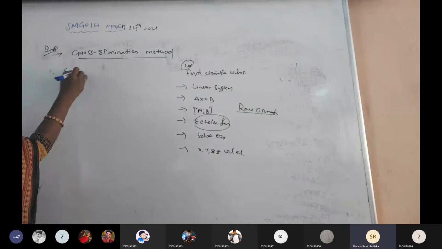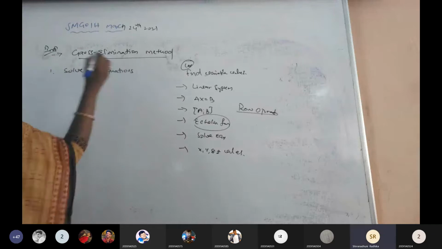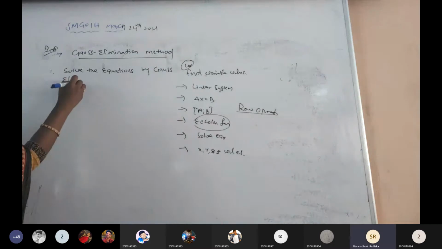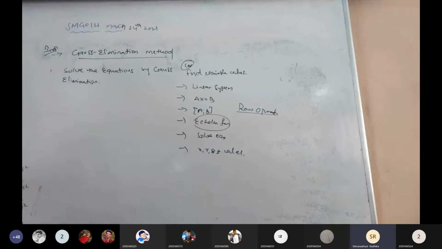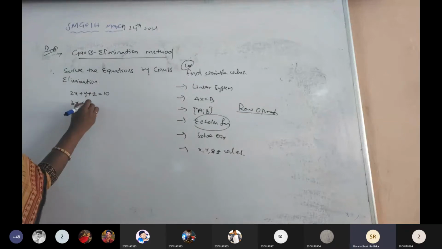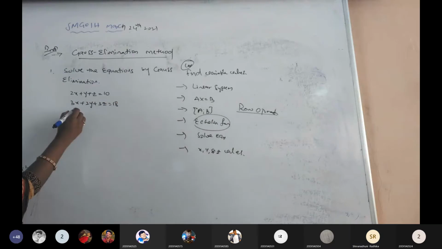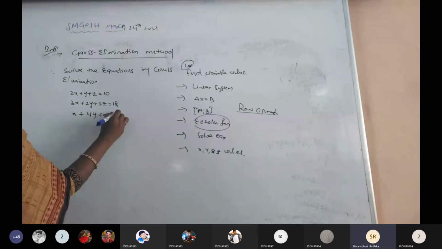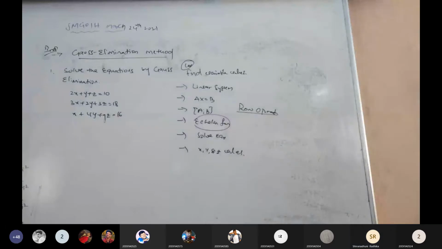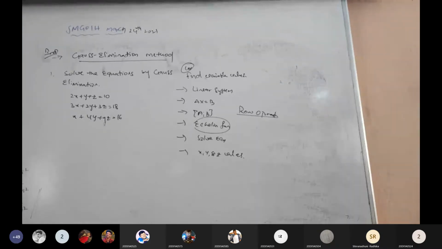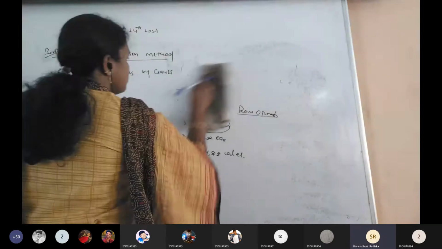Solve the equations by Gauss elimination, right? 2x plus y plus z equals 10. 3x plus 2y plus 3z equals 18. x plus 4y plus 9z equals 16. Are you following, all of you?